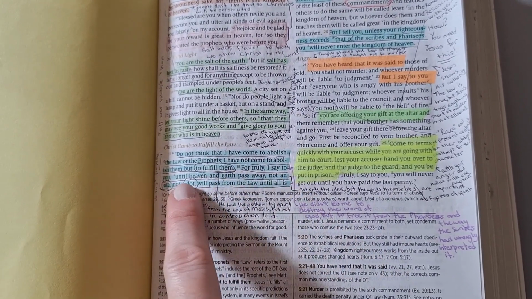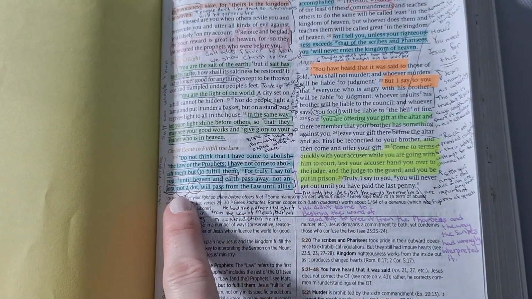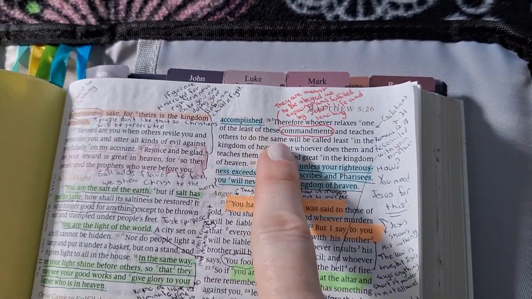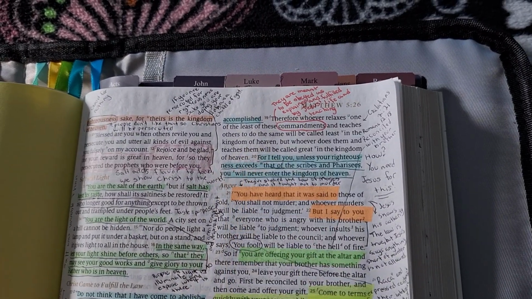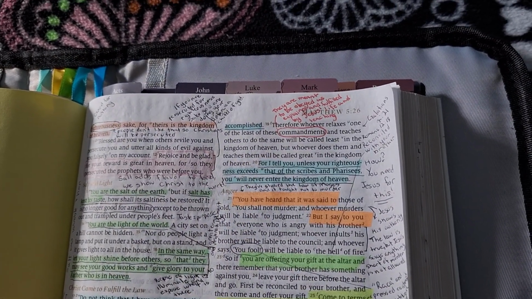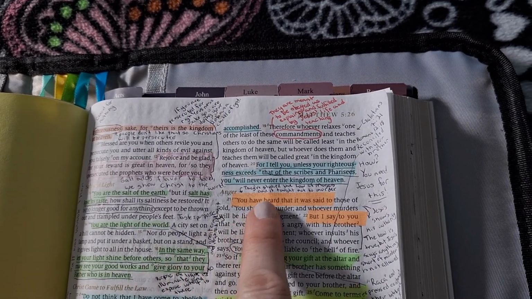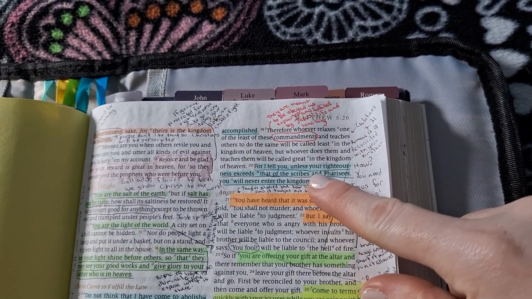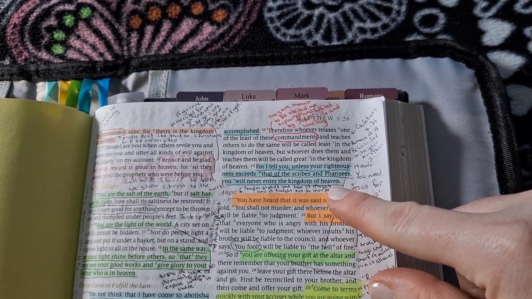For truly I say to you, until heaven and earth pass away, not an iota, not a dot will pass from the law until all is accomplished. Therefore, whoever relaxes one of the least of these commandments and teaches others to do the same will be called least in the kingdom of heaven. But whoever does them and teaches them will be called great in the kingdom of heaven. For I tell you, unless your righteousness exceeds that of the scribes and the Pharisees, you will never enter the kingdom of heaven.